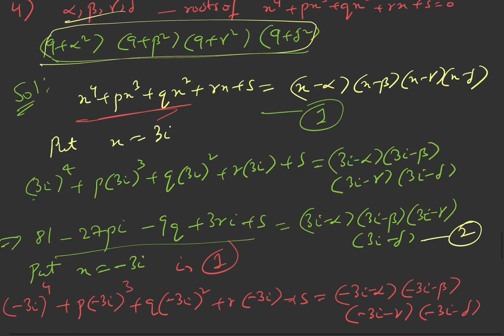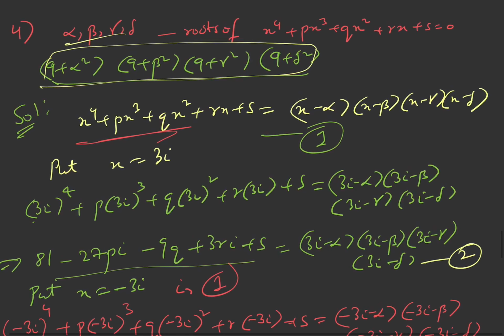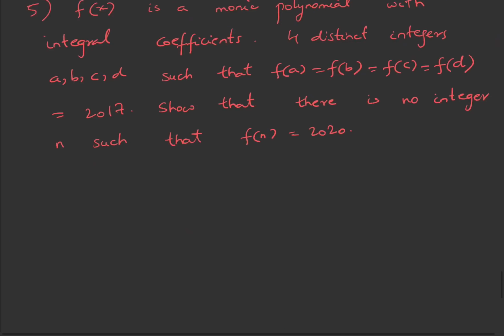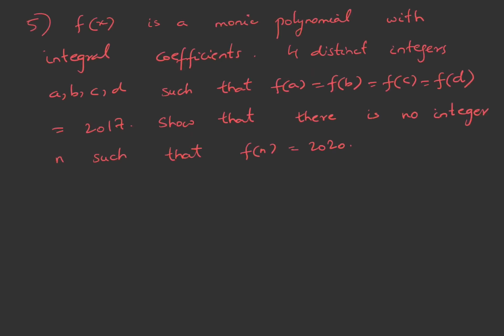So we have done in the class the problem where we have found 1 plus alpha square, 1 plus beta square, 1 plus gamma square, 1 plus delta square. So there we put x is equal to iota once and minus iota once, and then we multiplied. And to generate 9 we put 3 iota and minus 3 iota and we multiplied, right? So let us move to the next question.